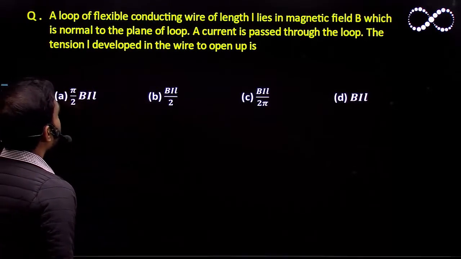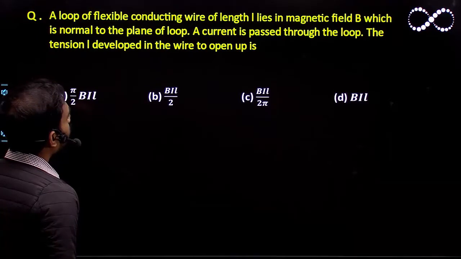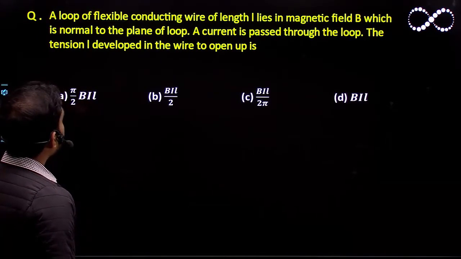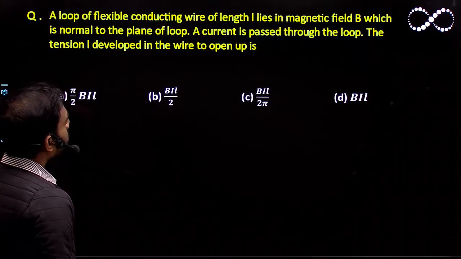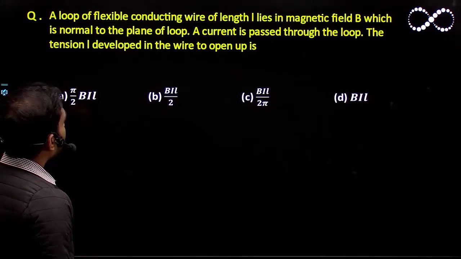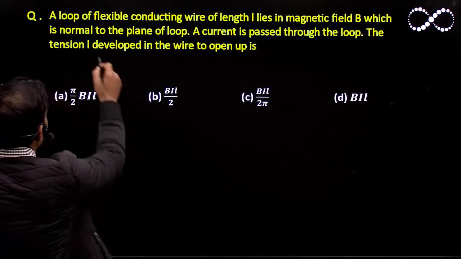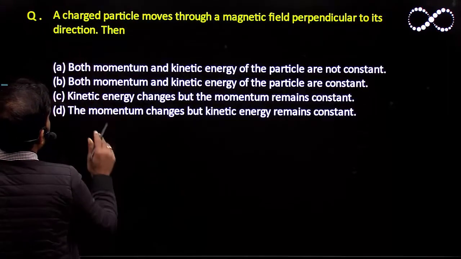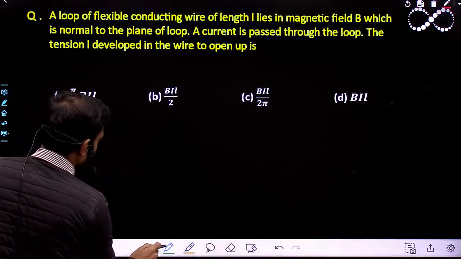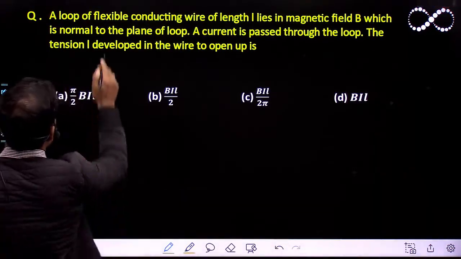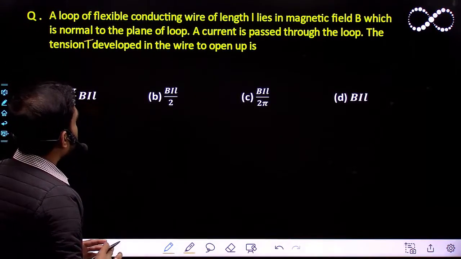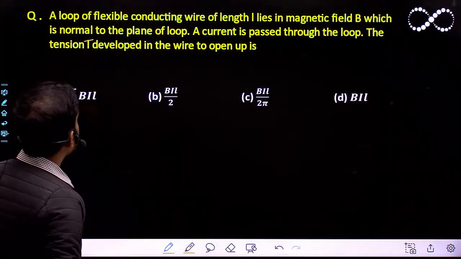A loop of flexible conducting wire of length L lies in magnetic field B, which is normal to the plane of the loop. A current is passed through the loop. The tension developed in the wire to open it up is what we need to find. So let us call the tension T developed in the wire. This I need to find here.